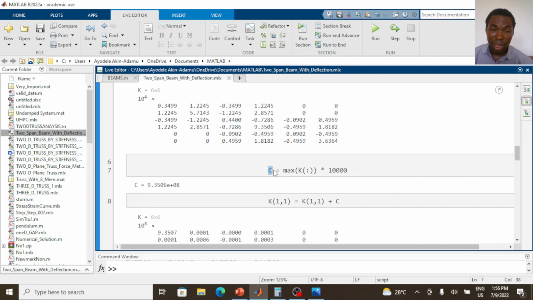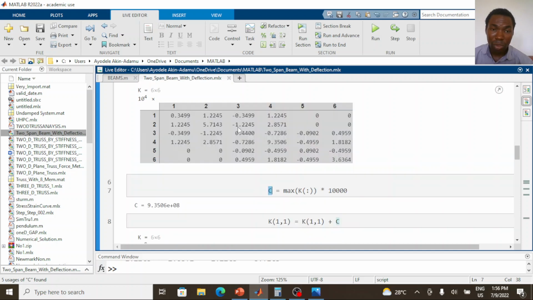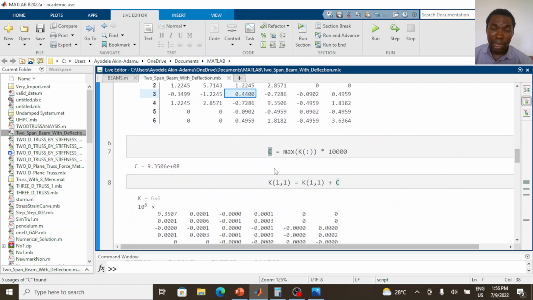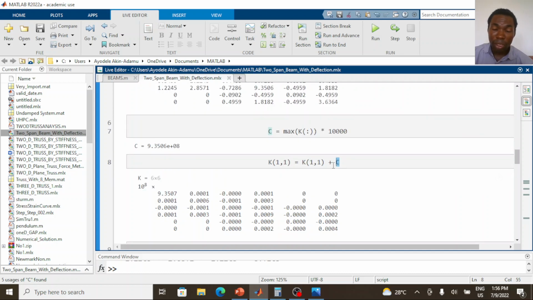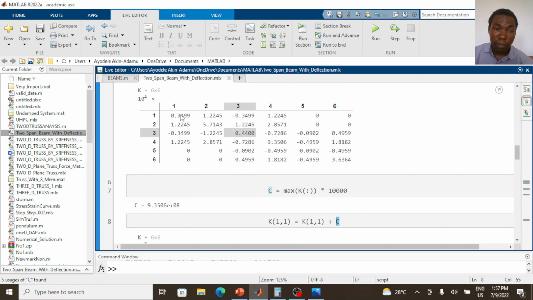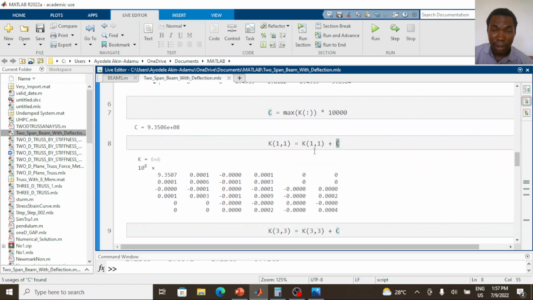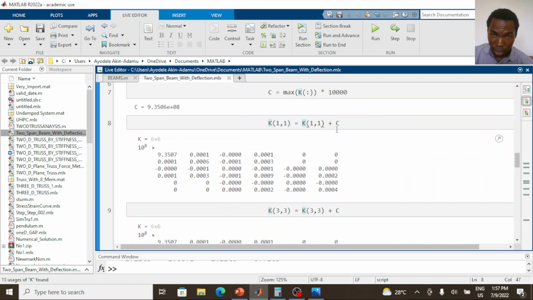So C is the last stiffness which I want to use to modify this global stiffness matrix. At degrees of freedom 1, 3, and 5, that are my support degrees of freedom, I will add C to the global stiffness matrix. So because we have support at degrees of freedom 1, 3, and 5, I'll add C to 1, 1, to 3, 3, and to 5, 5. So this MATLAB code is adding C at this position.